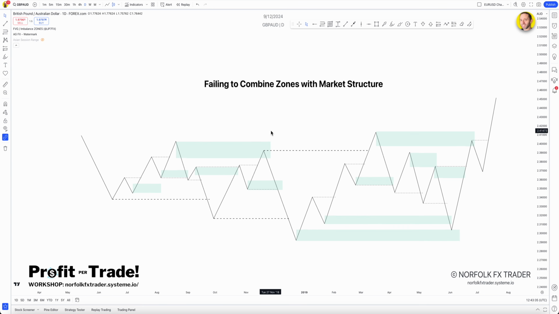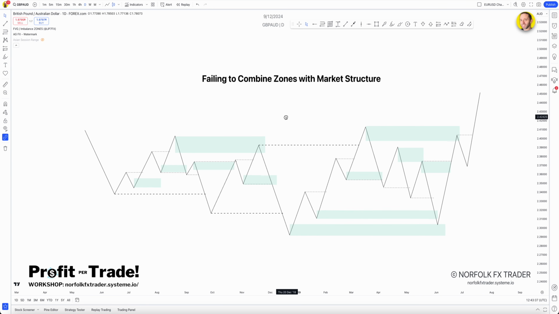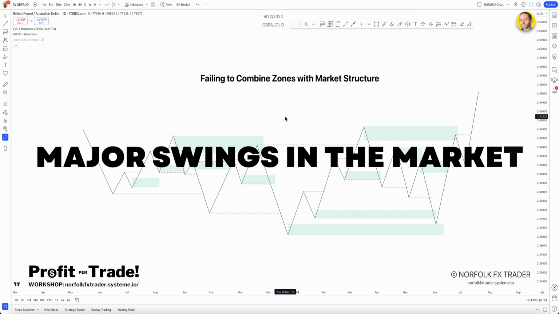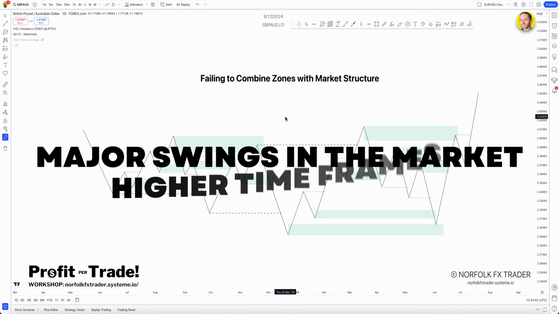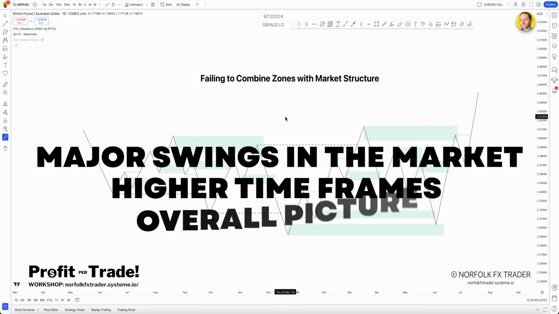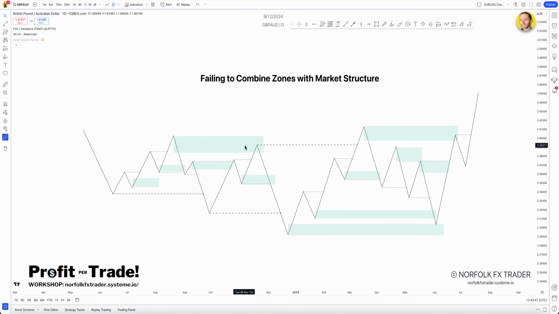When we're looking at our areas of structure, we need to be looking at our major swings in the market, our higher time frames, the overall picture. Now, if we just look at the zones marked here, yes, there are going to be 2 zones marked here, or 3 zones actually, which would have worked. But 2 zones are your major zones you should be looking to trade from. Why? I'll go through in a moment. First, the common mistake most people are making.